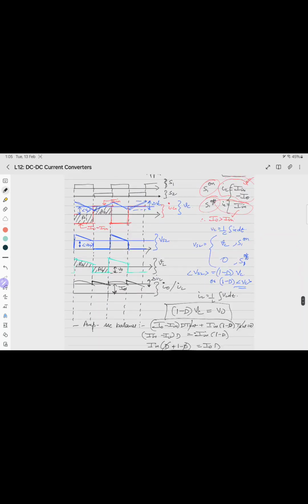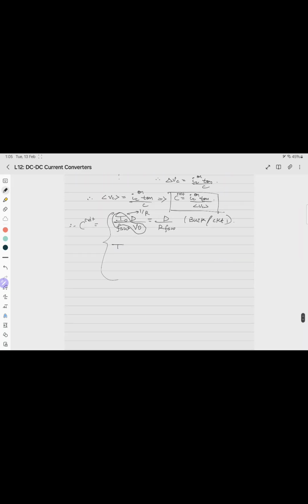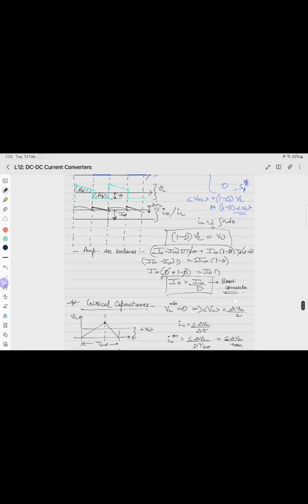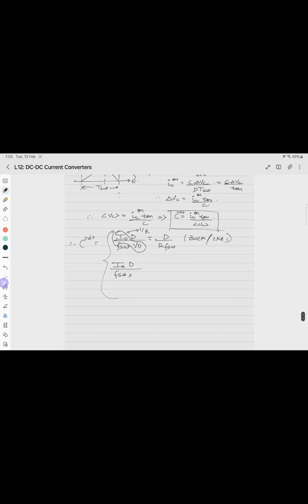For circuit 2, what is it? IC1 is I0 into D by F switching, into, we have to write VC in terms of V0. So VC is V0 by 1 minus D. So it is D into 1 minus D by FSW R. This is for buck-boost, or circuit number 2.